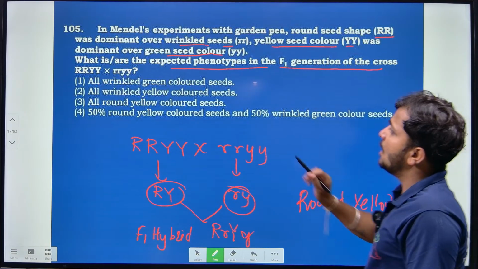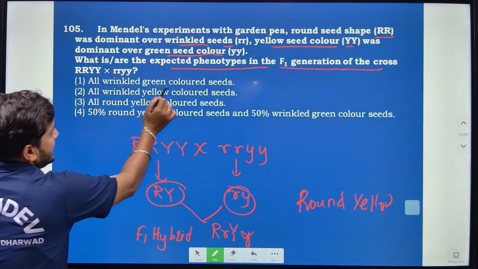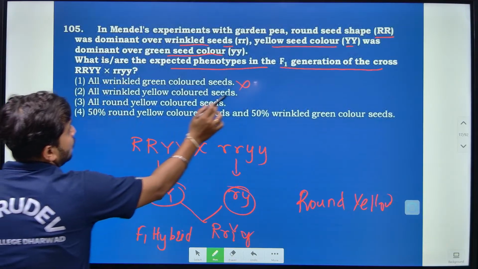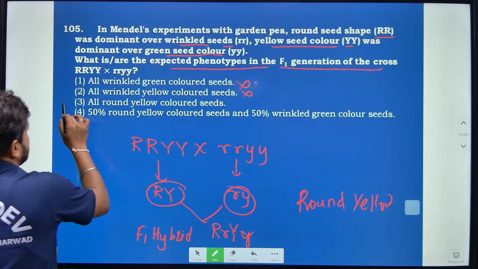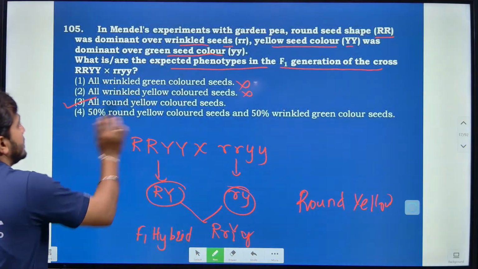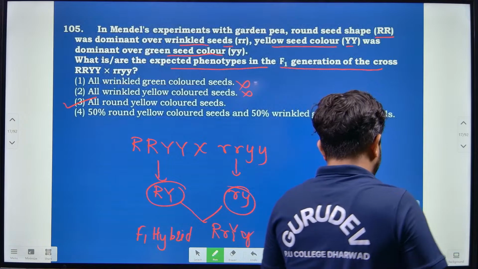So the first option says all wrinkled green colored seeds, which is wrong. Then all wrinkled yellow colored seeds, this is wrong. Then all round yellow colored seeds, this is the correct one. What I have got is round yellow colored seeds, right? So option 3 is correct.